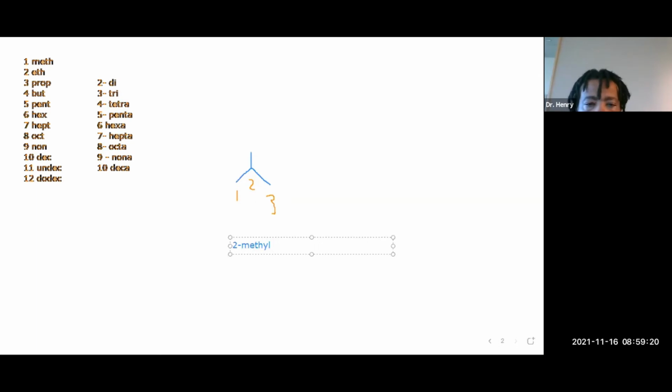And then it's a 3 carbon chain, so we call this propane. The side chain is only 1 carbon long, so we call it meth. If the side chain was 2 carbons long, then we call it eth. So let me give you an example.